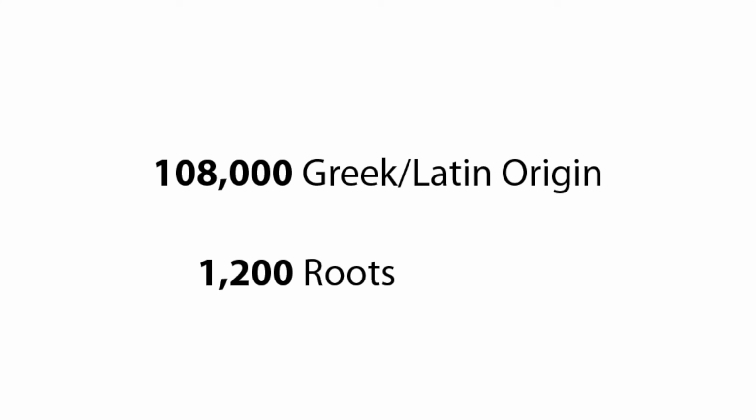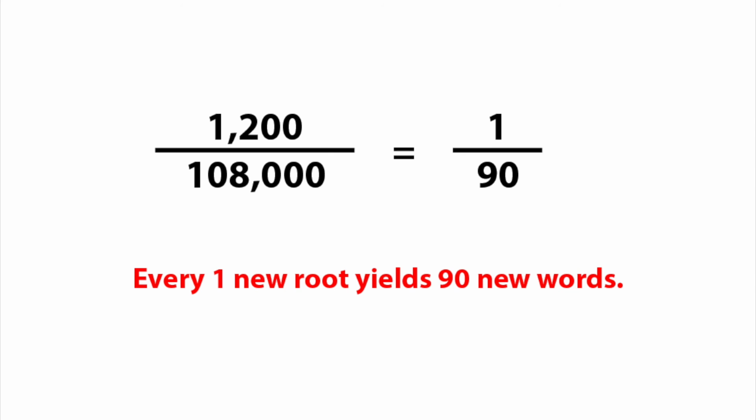Okay, so let's crunch these numbers now. If we have 1,200 roots over 108,000 words, that gives us 1/90 when we reduce it. 1/90. That means for every one new root you teach students, you've unlocked the definition or part of the definition of 90 new words. Now that's a major bang for your buck. 1 for 90, I'll take that deal any day.